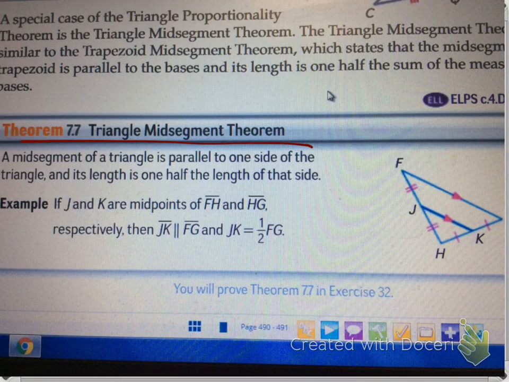Okay, is there a theorem? Why, yes, there is. Theorem 7.7, the triangle mid-segment theorem, says a mid-segment of a triangle is parallel to one side of the triangle, and its length is 1/2. There's the key word, 1/2. So if you are a mid-segment, you are 1/2 of the side that you're parallel to. Okay, so what does that mean?